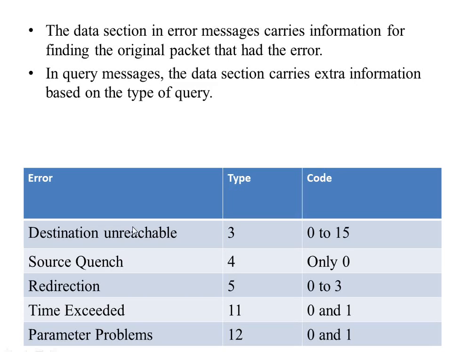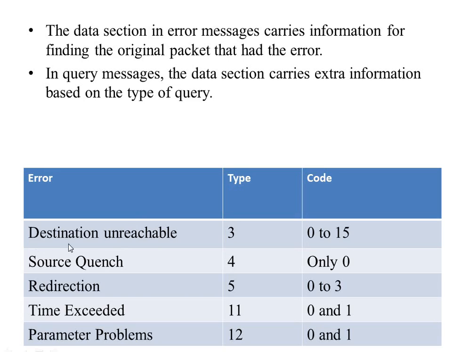So the query message carries the data section with extra information based on the type of the query. There are different types of queries, and these queries are identified. Now there are different types of errors as well.